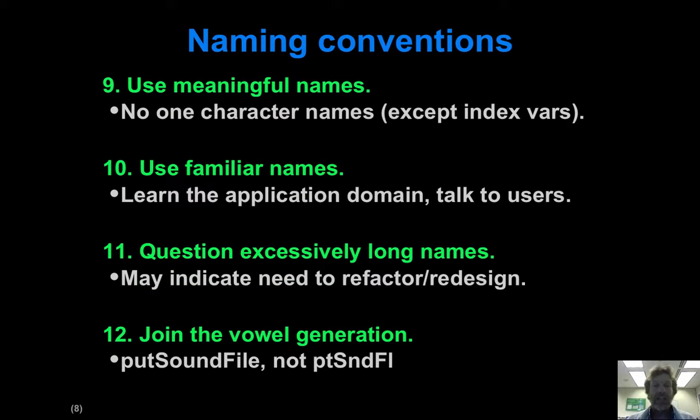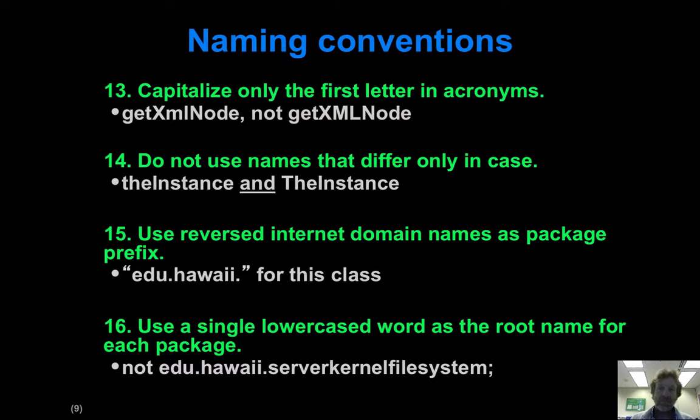Naming conventions, okay? In general, the name should be meaningful. Do not use one-character names. Use names that make sense for the application domain. A nice little heuristic: if you have some really long variable name, maybe that means that your design is a little suspect. You might want to rethink it. If you're a C programmer, in Java, the convention is to actually use vowels. So you can have them in there.